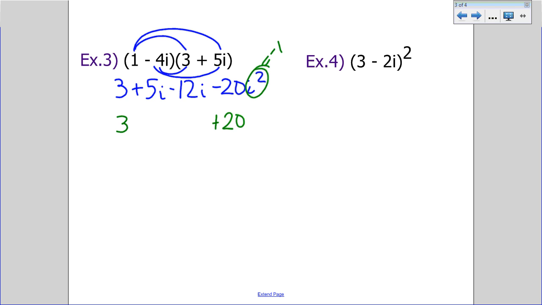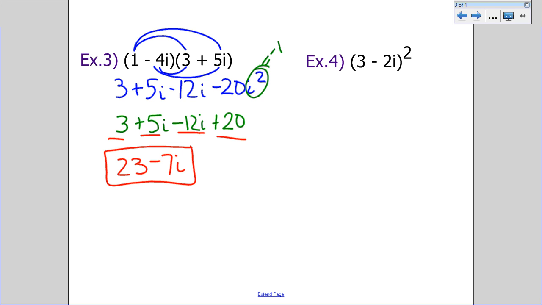We then have like terms that we can combine. So 3 plus 20 is 23. 5i and negative 12i is negative 7i. We're going to write this out 2 times to get rid of the exponent. And we multiply. Some of you are in the really bad habit of putting addition signs. It is multiplication. So now I do 3 times 3 is 9.